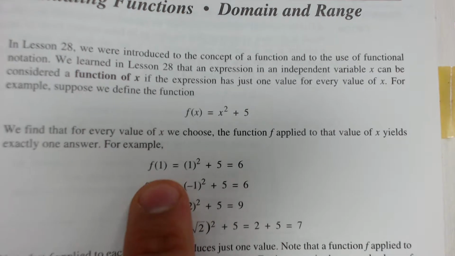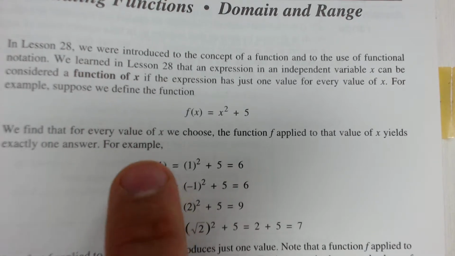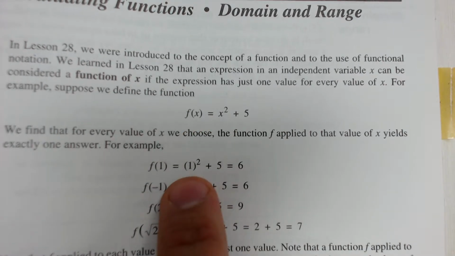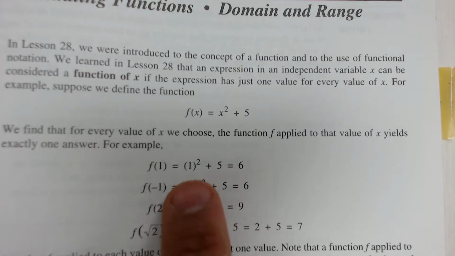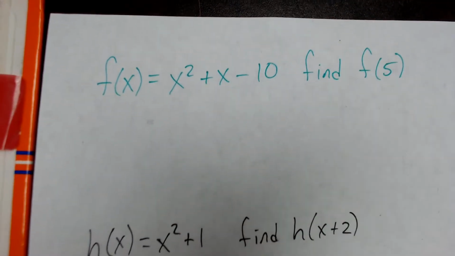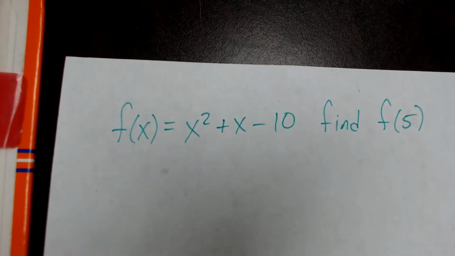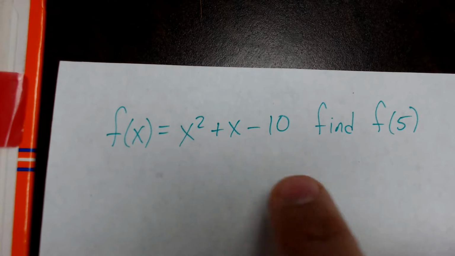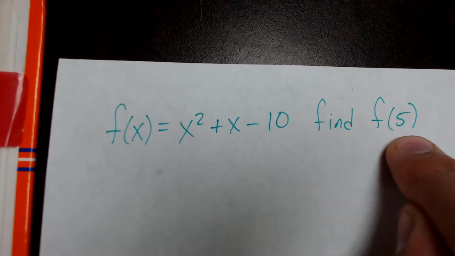So in this case, when they did the function of 1, what they're saying is they want you to replace every single x with the number 1. And they substitute inside of parentheses. So let's see what this looks like on our problems. Our homework will give us a problem like this. They'll tell you the function of x is equal to x squared plus x minus 10, and they want you to find the function of 5.